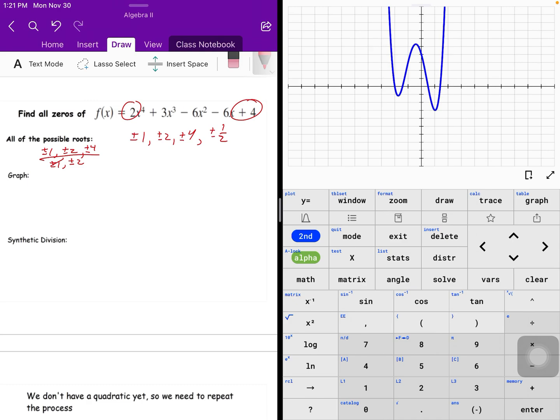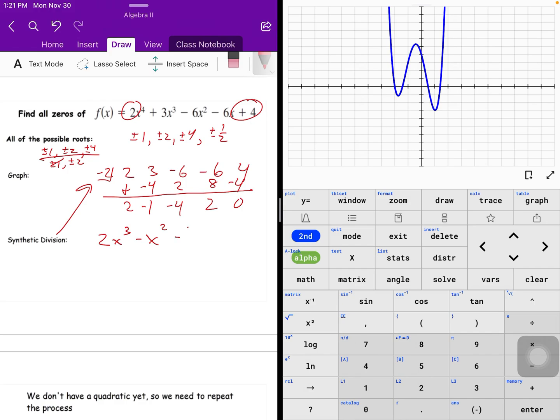Okay, so what I'm going to do is my synthetic division. And just to save myself some room, I'm going to start doing that right there. And so 2, 3, -6, -6, 4, -4. I get 0, good, so that means I'm down to a 2x to the 3rd minus x squared minus 4x plus 2. And what I'm going to do is I'm just going to repeat this.